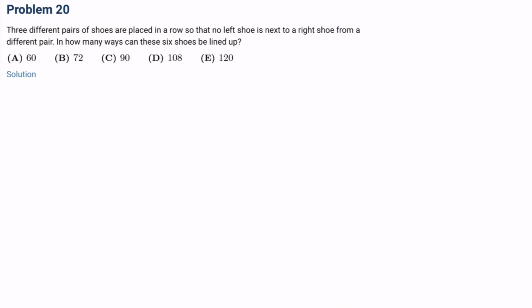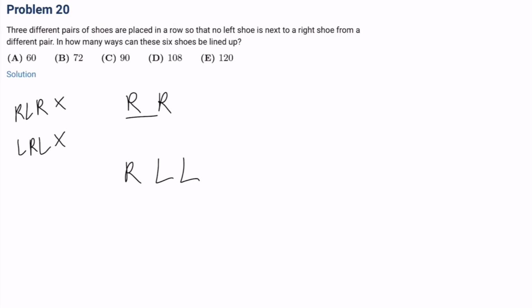Okay, so no left shoe is next to a right shoe from a different pair. So that means no right, left, rights, and no left, right, lefts. So we have 4 possibilities. If we start with R, then we can go RR or we can go RL. But if it's RL, RLR is not possible, so we have RLL.